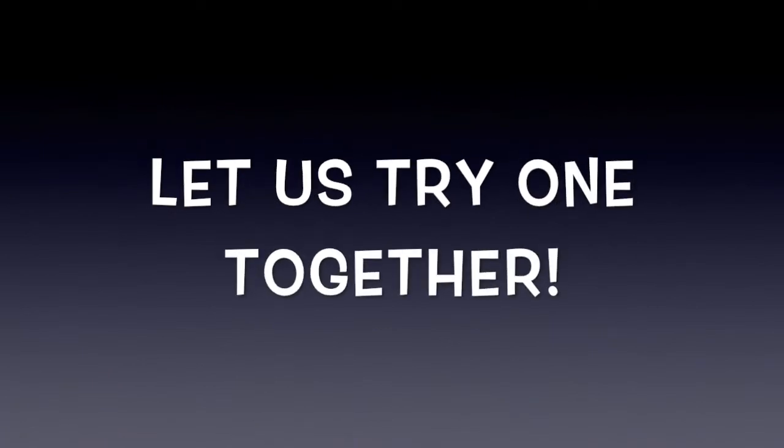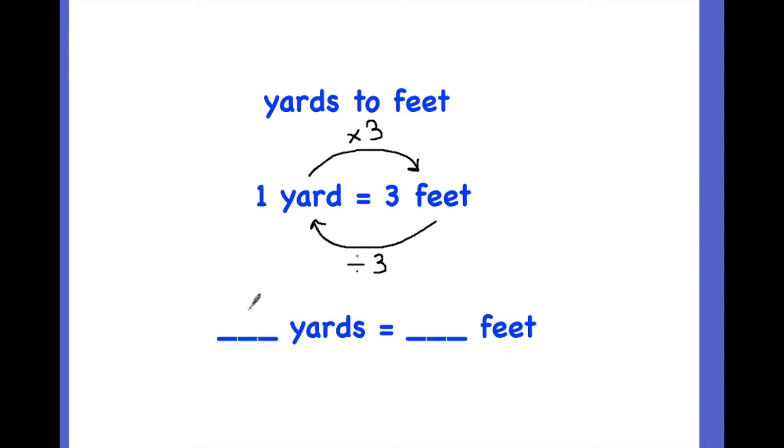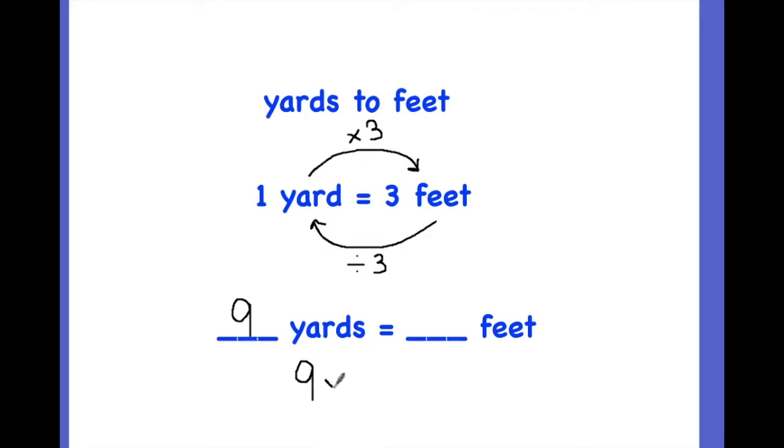Easy peasy lemon squeezy, right? Let's try one together. Okay, so say we have 9 yards. We want to find how many feet are in 9 yards. So what do we have to do? Think about that. If you said multiply 9 by 3, you were absolutely correct. So 9 times 3 is 27, so therefore 9 yards is equal to 27 feet.